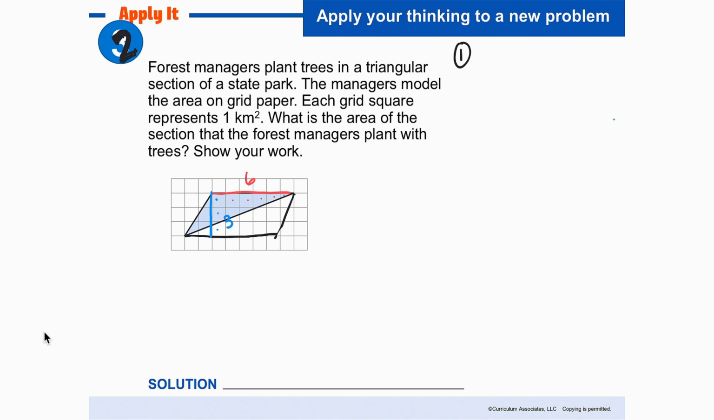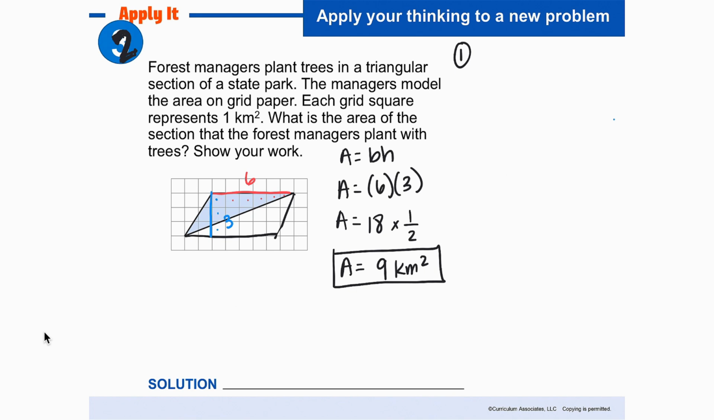And now we can multiply that together. So area equals base times height for a parallelogram. So we have 6 times 3. Okay, so the area of a parallelogram of that shape there is 18. But we need to remember we're only using half of this shape. So we're going to actually divide this 18 in half, or multiply it by half. And our area now becomes 9 kilometers squared.